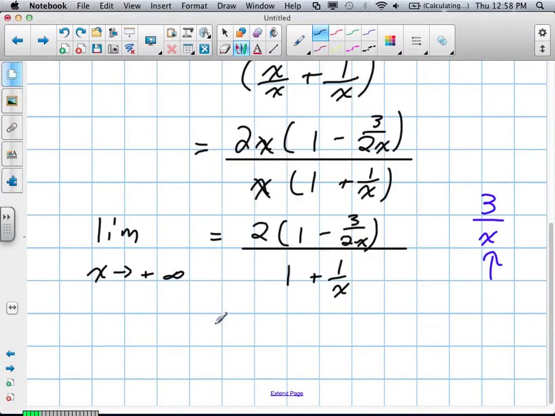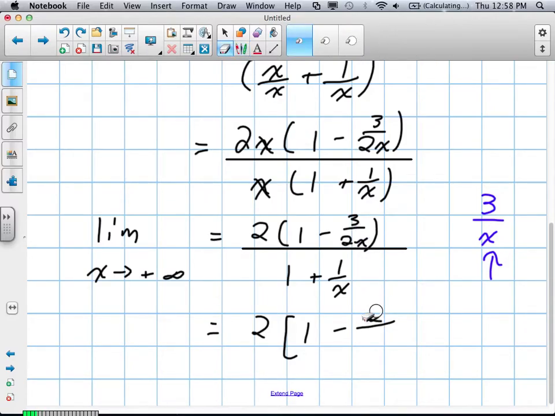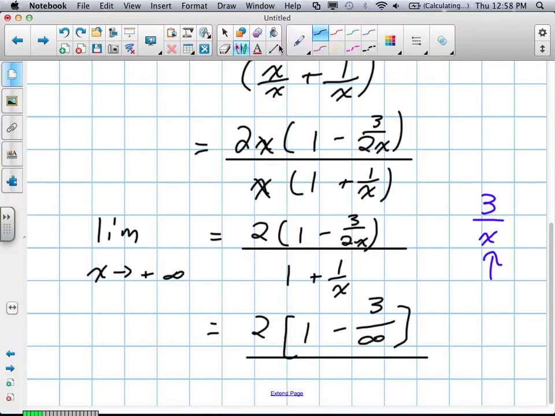What we're doing now, when we go to apply these limits, we get 2. And remember our old limit rules. That's a constant number, so we can keep that on the outside. This is a constant number, so it stays the same also. Minus 3 over 2 times x, sorry, that should be a 3 on top. Well, x is infinity, so we have 3 divided by infinity. Whatever you multiply an infinite number by, it's still just going to be infinity. Divided by 1 plus 1 divided by infinity.